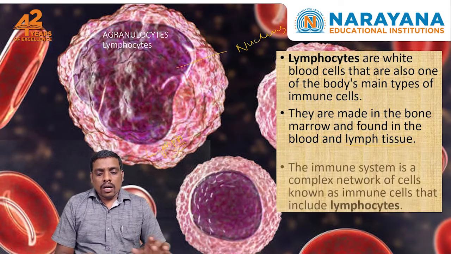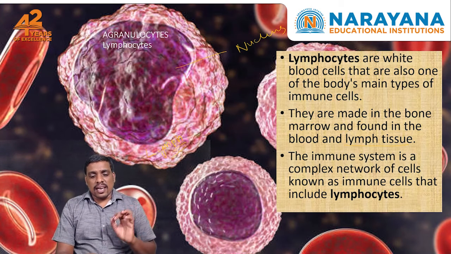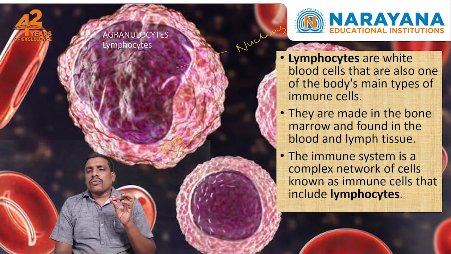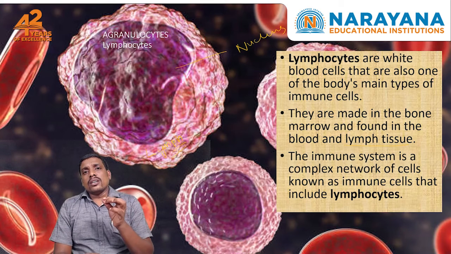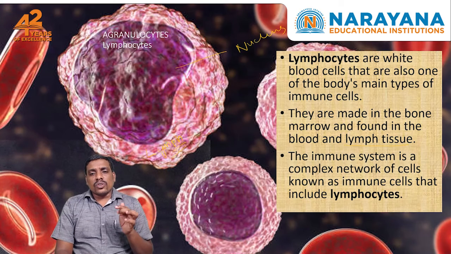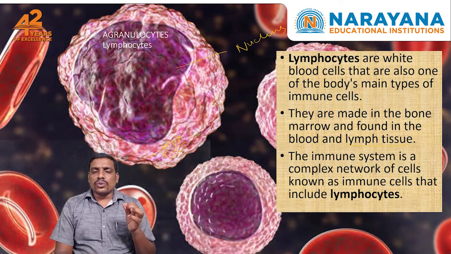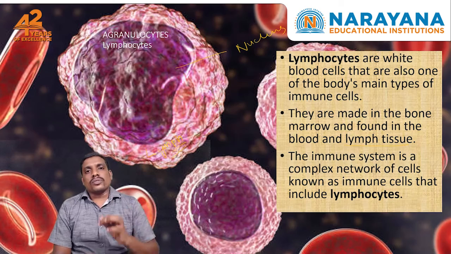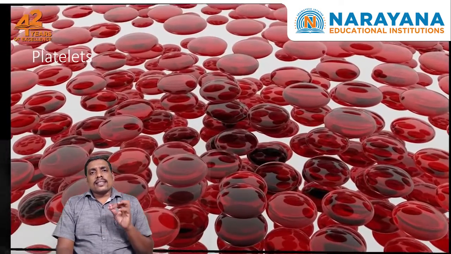Now, lymphatic tissues, lymphatic cells. Lymph is a fluid tissue of the lymphatic system. Lymph flows in the lymphatic vessels. Now, the immune system is a complex network of cells. One of the basic and important immune cells in the lymphatic tissue or lymphatic fluid is the lymphocytes. Clear, students?